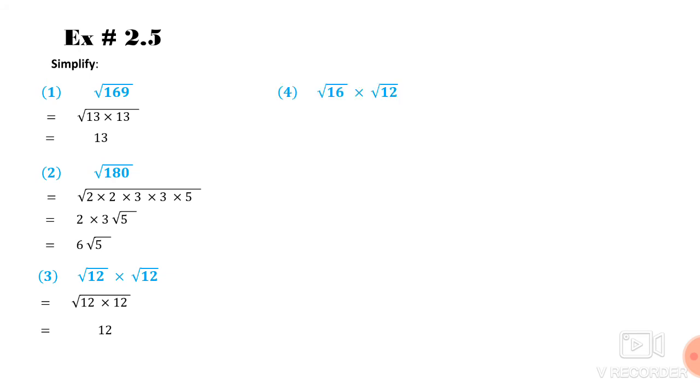Square root 16 multiply square root 12. Here we can see that the numbers written inside the square roots are different, so we can write them in one single square root. So 16 multiplied by 12 in one square root. We will find the factors of 16, we will find the factors of 12. Factors of 16 will be 4 multiplied by 4, or we can take them as 2 multiply 2 multiply 2 multiply 2. Factors of 12 will be 2 multiply 2 multiply 3.